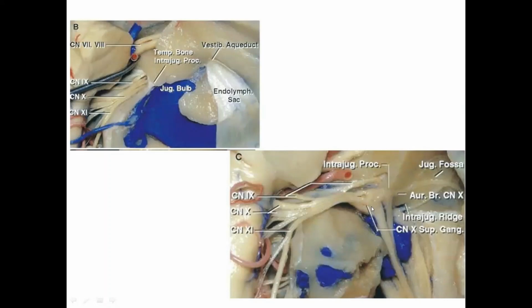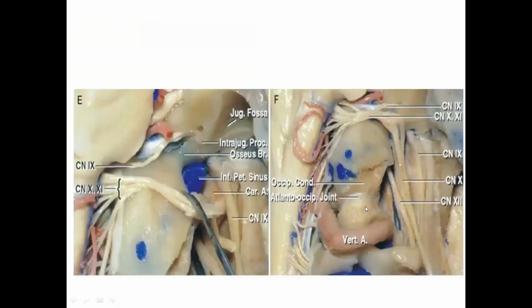Then we can appreciate the superior ganglion of the 10th cranial nerve, which is the widened portion of the nerve itself, and the intrajugular process of the temporal bone, the jugular fossa, which is usually a bony landmark housing the sigmoid, the jugular bulb itself. Here it was exposed in order to identify the jugular bulb. Here again, we have the osseous covering present. And we can appreciate the cranial nerve 9 going across, the cranial nerve 10 going across, and the cranial nerve 11, which is actually reversing down.